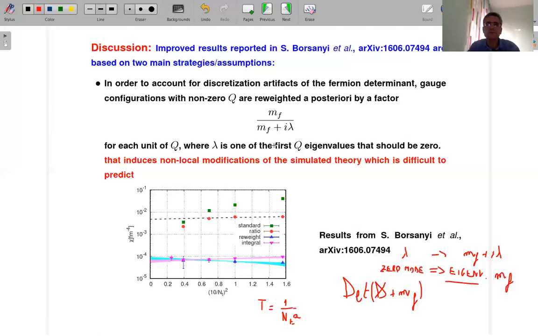Now, of course, it is a post-processing of the gauge configurations. So it's not something that you are doing directly in the Monte Carlo simulations at the level of defining your theory. It's something that you are doing afterwards. And the question is, what is the effective modification that you have on what you are studying? This afterwards reweighting can induce some non-local modifications in the simulated theory. And you don't know, in principle, what are the other possible effects, but it seems to work very effectively.